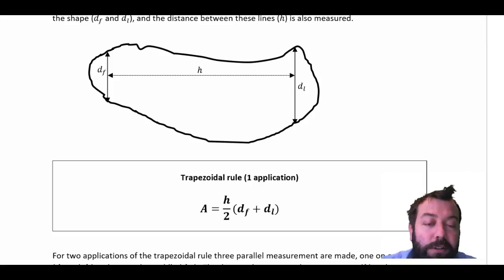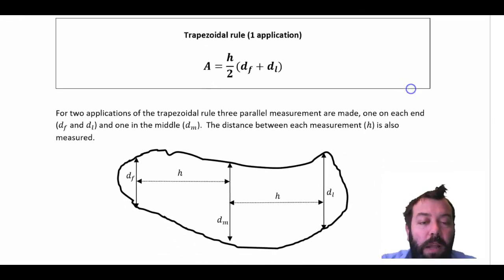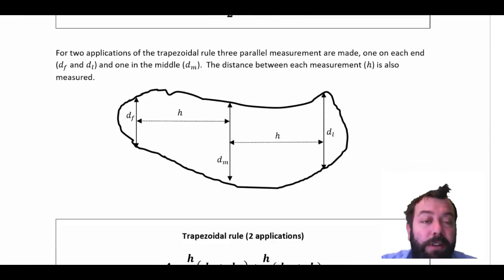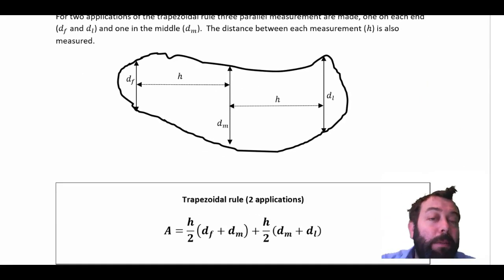I add the parallel sides together, divide by 2, that's my average, and multiply by the distance between them, which we abbreviate to h. H for the distance between, df is my first distance, dl is my last distance. Now, I will improve the accuracy of this estimate by making more measurements and using the trapezoidal rule over and over again.